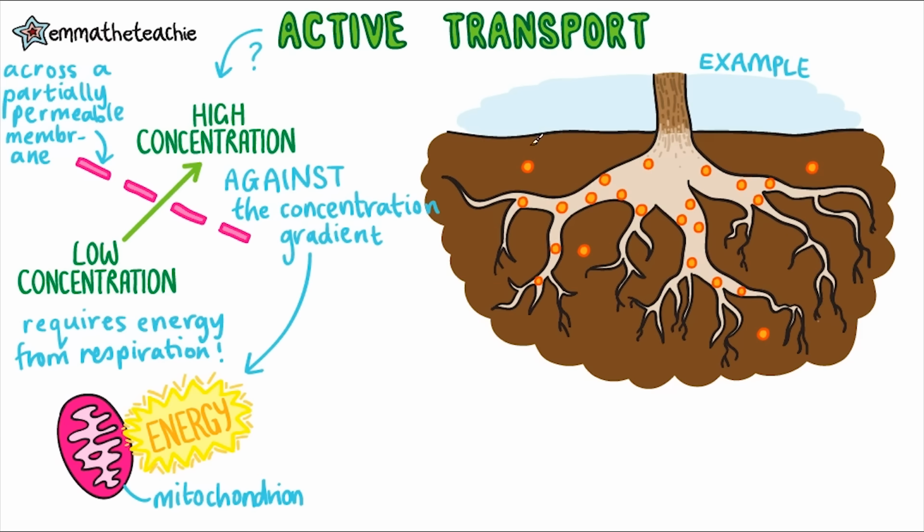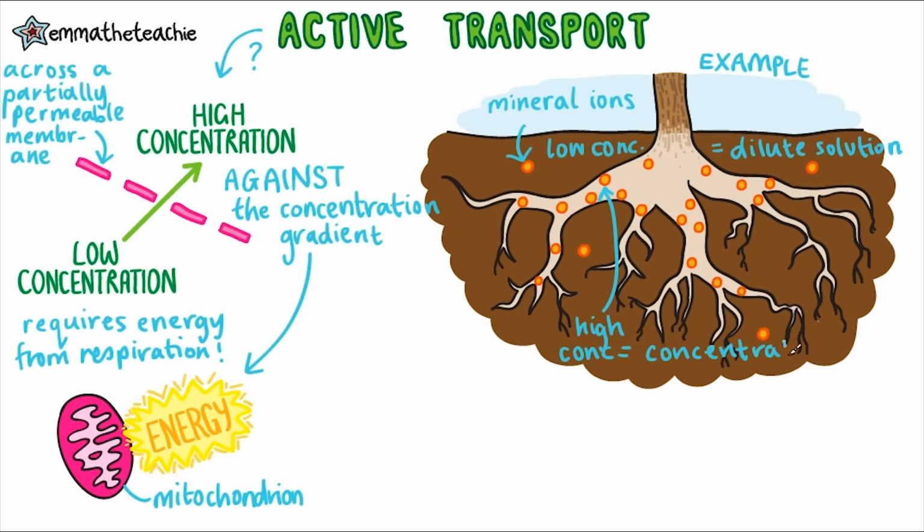So here we've got a plant root, and in the soil around it there are mineral ions. These are in solution, and plants need to absorb them so that they can grow properly. Often plants are in soil that has a low concentration of mineral ions, and because the solute is low, we say it's a dilute solution. Inside the plant roots, however, there are quite a lot of mineral ions, so a lot of solute, or a high concentration, which therefore means it's a concentrated solution.